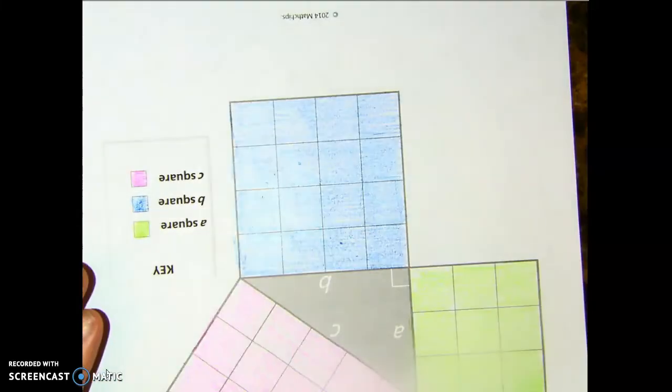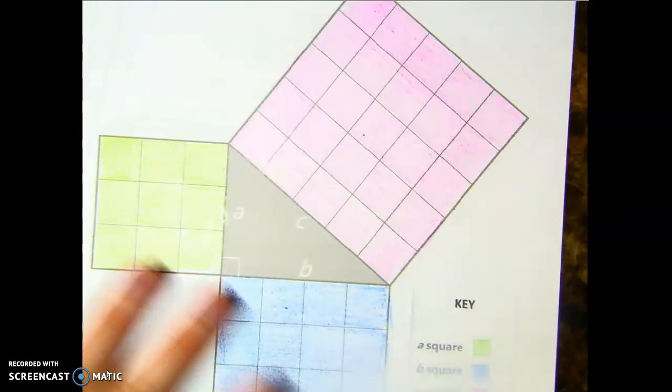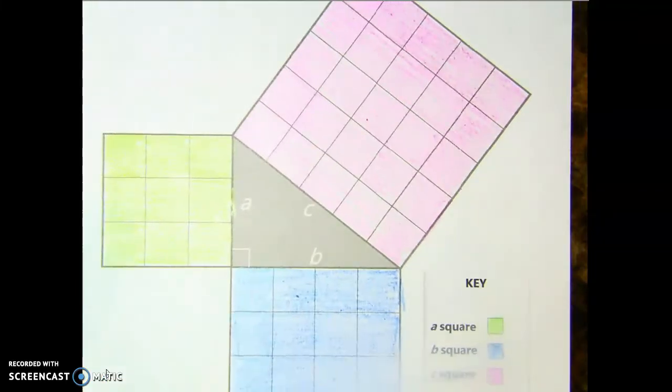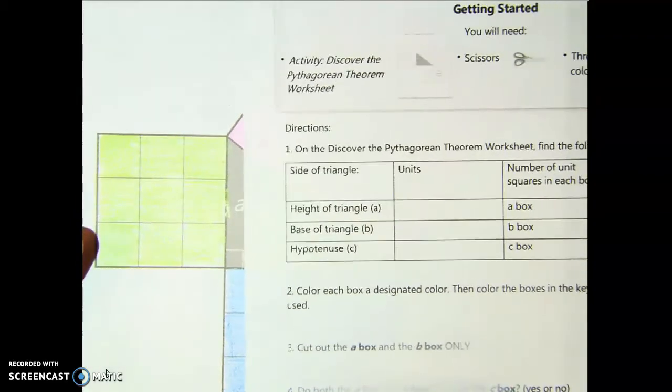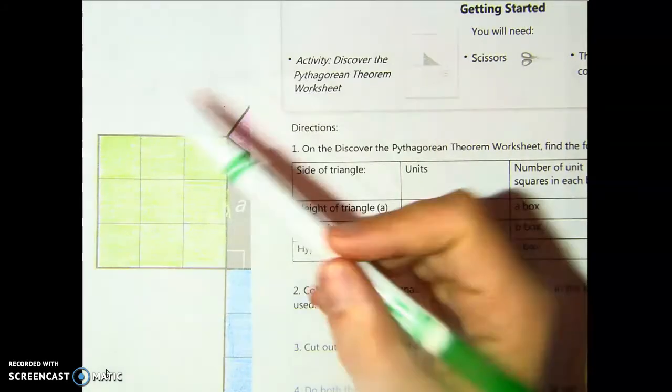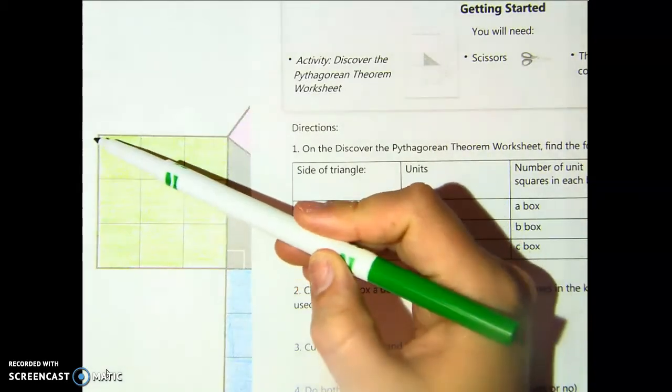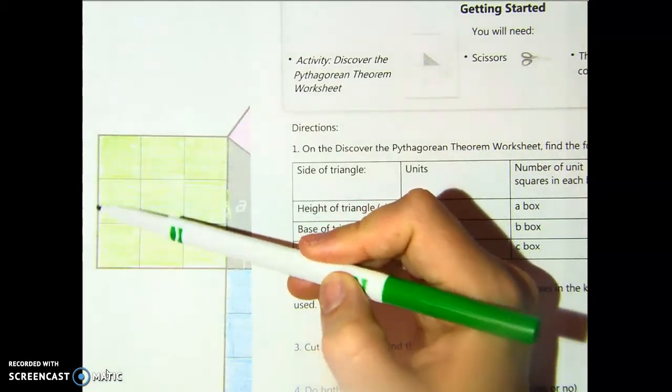Discovering the Pythagorean theorem. I went ahead and went on to the next step where you were supposed to color each box. So we need to figure out the height of triangle A. To figure out the height, you are going to count the squares. So the height of triangle A is 1, 2, 3.